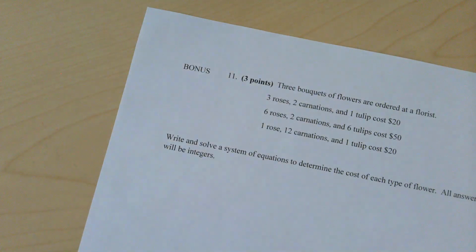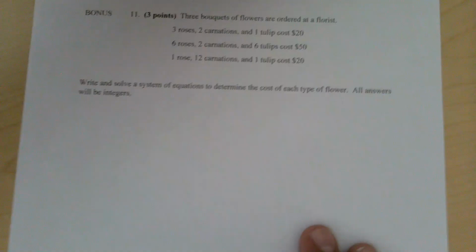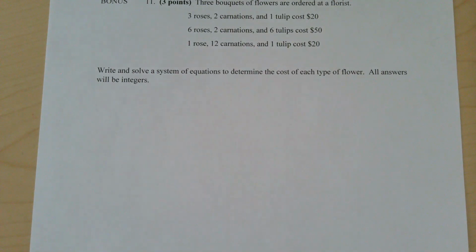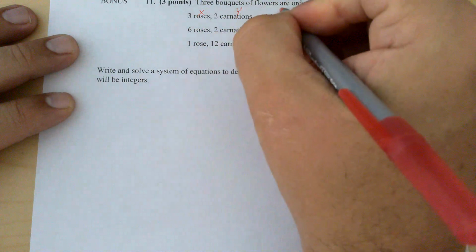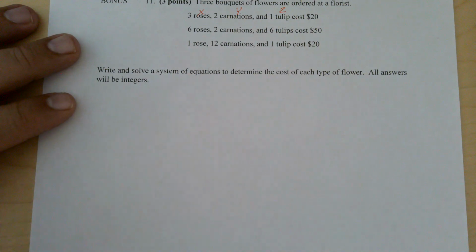And finally, we have a bonus, which really isn't a bonus. Again, this is only going to be worth 20 points, but I want to make sure you at least have this. Okay, so this is a system. I want you to be able to understand how to set up this system. I'm going to use just X, Y, and Z. X is going to be my roses, Y is carnations, and Z is going to be my tulips.